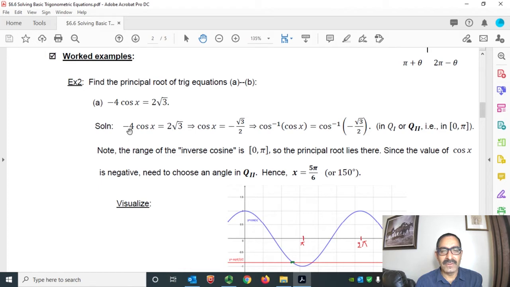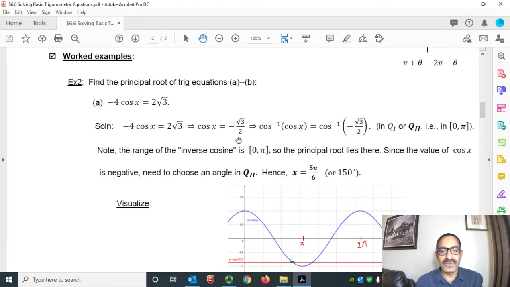So 2 cancels 4 two times, and we have cosine x equals minus radical 3 over 2. I hope this all makes sense to you all. Then apply the inverse cosine to both sides. Then we have inverse cosine of cosine x equals inverse cosine of minus radical 3 over 2. So the left side is simply x, and then the right side.